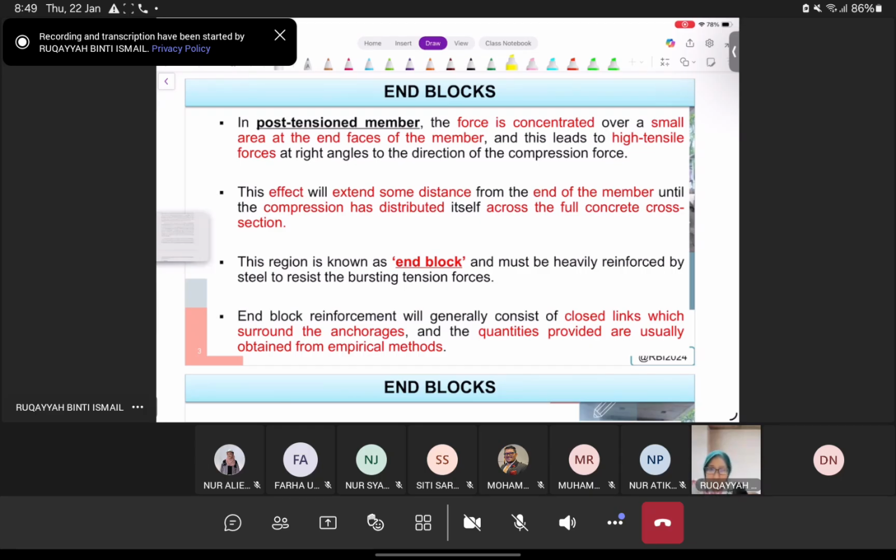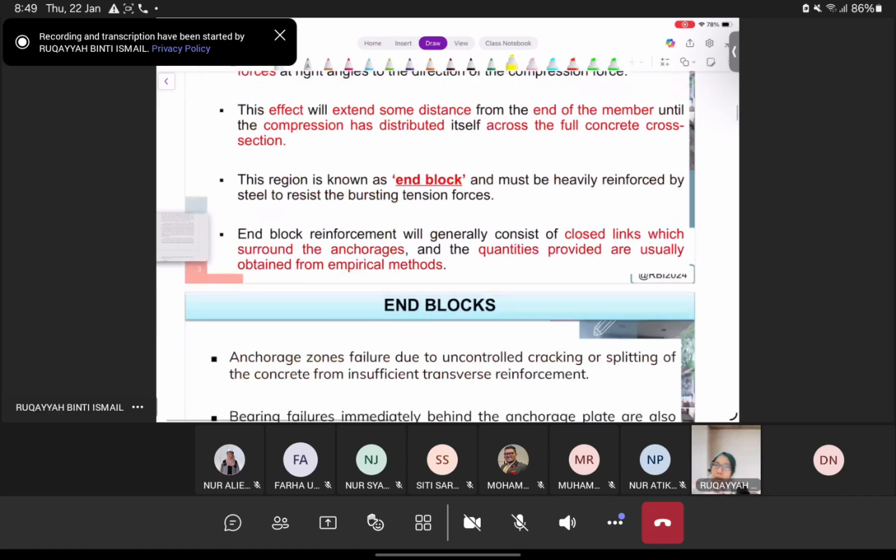Okay, so end block reinforcement will generally consist of closed links which surround the anchorage, and the quantities provided are usually obtained from empirical methods. For end block design, it's normally critical for post-tension, not so much for pre-tension, but that doesn't mean that we cannot design it. But normally it's much more critical for post-tension.